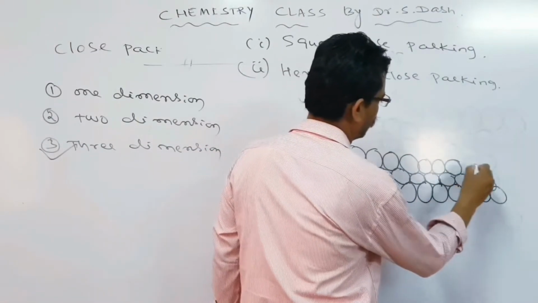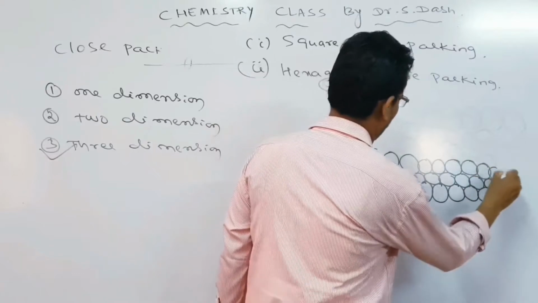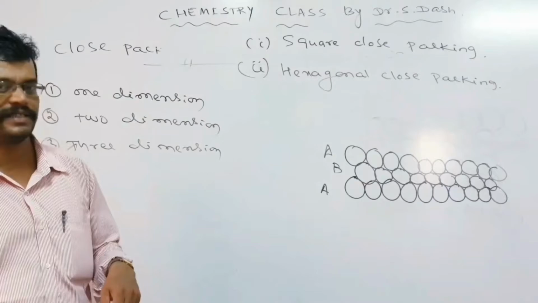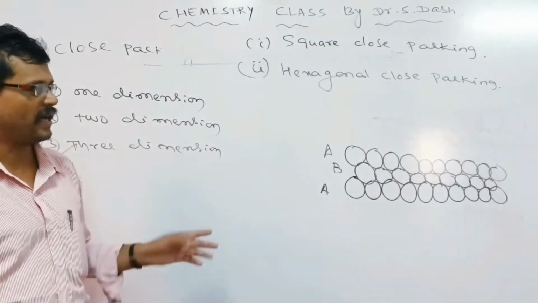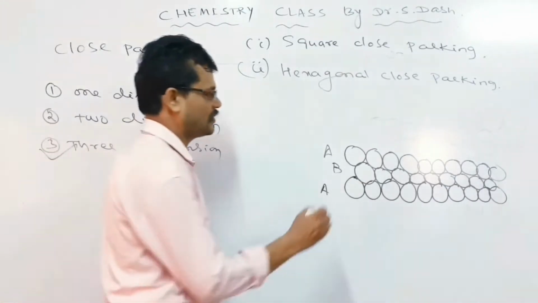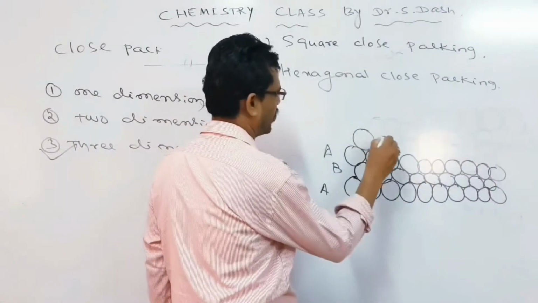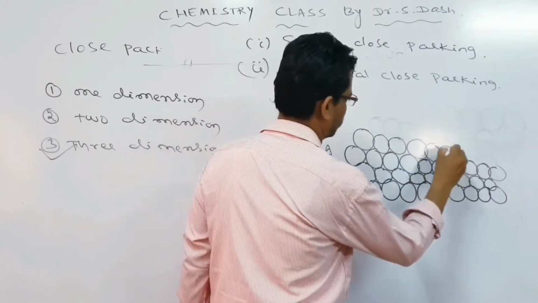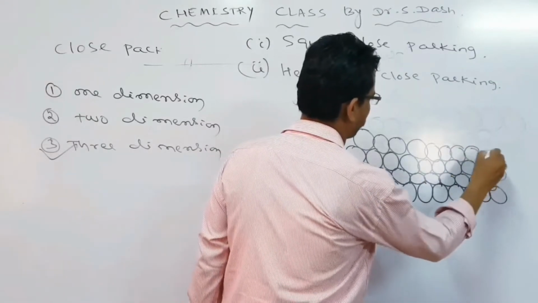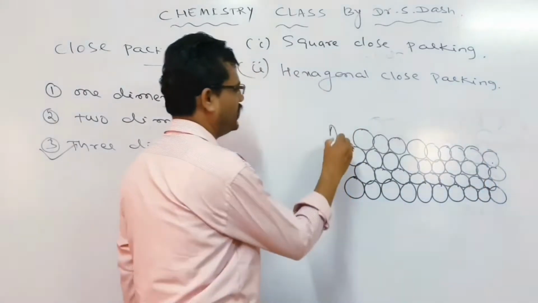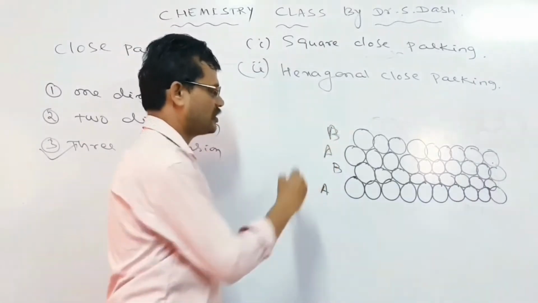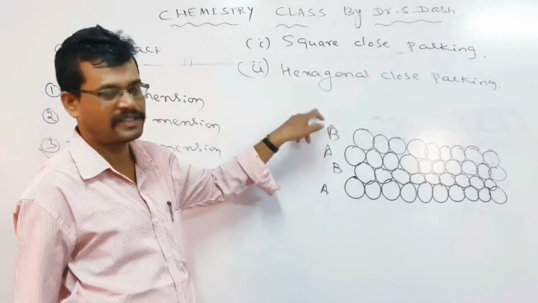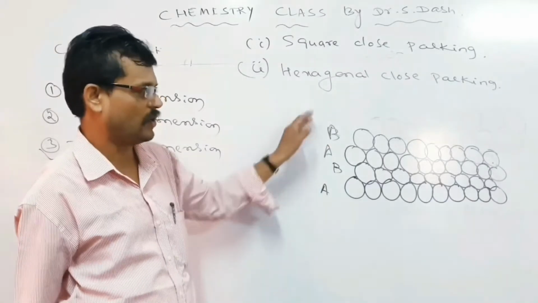Once again, when we go to the fourth layer, the spheres occupy the depressions of the previous layer, so it comes like this. So you see the arrangement will be first A, second B, next A, next B, next A, next B, and it goes on like this.